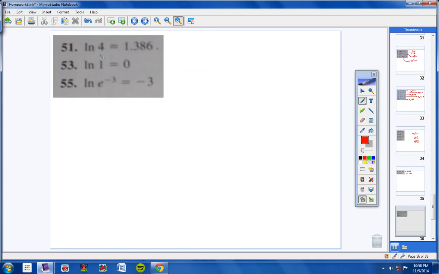They want us to write these exponentially. So here we go. Remember, if it's a natural log, the e's here, even though you can't see it. So let's write this exponentially. So here's your base. Your base goes here. Here's the number all by itself. It goes right here. And here's the argument. The argument goes here.